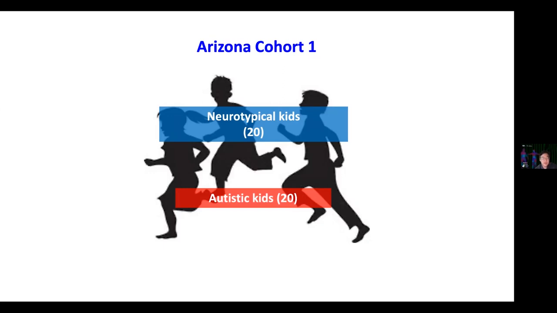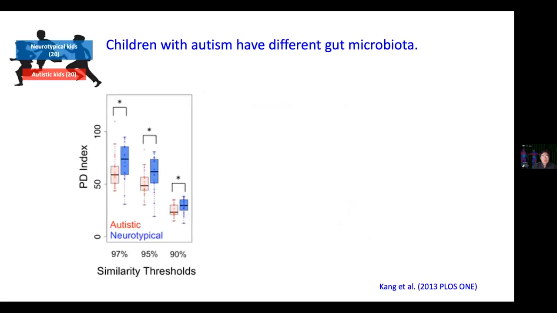We recruited 20 neurotypical kids, in other words typically developed children, and 20 children with autism. We performed next generation sequencing, which allows a very comprehensive understanding of the gut microbiome. The first observation that we found is that children with autism have a much less diverse microbiome, shown as a phylogenetic distance index.